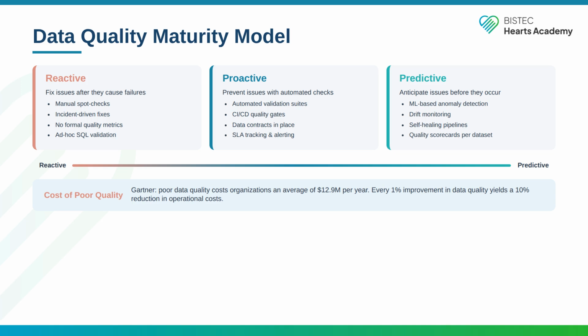The cost of staying reactive is enormous. Gartner estimates poor data quality costs organizations an average of $12.9 million per year. Every 1% improvement in data quality yields roughly a 10% reduction in operational costs. Today's session is about moving you from reactive to proactive.